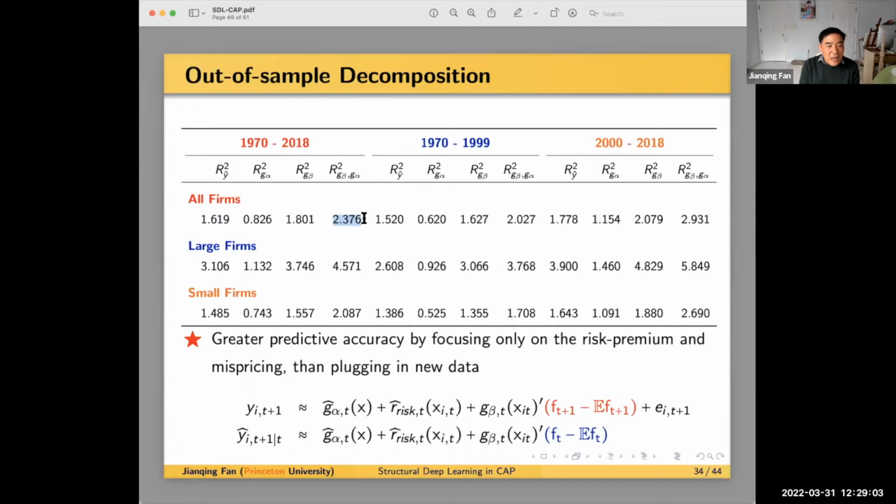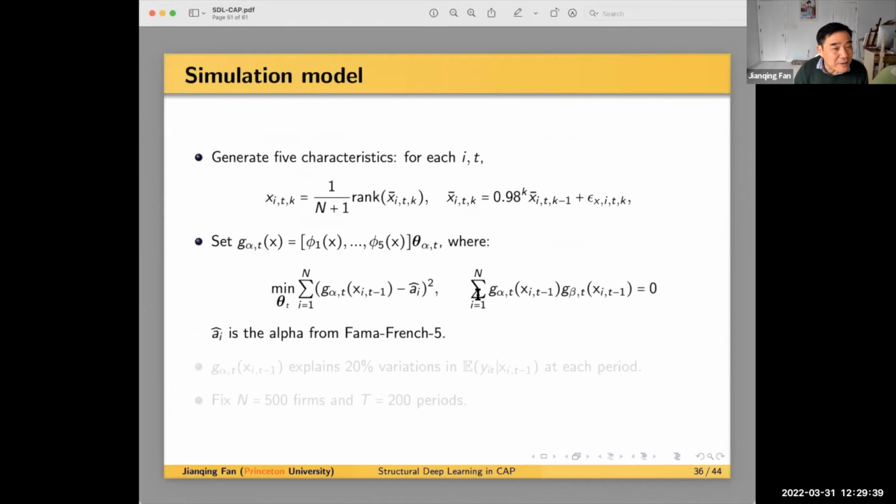The typical way when we do forecasting, when you compute what we call the spot expected return, is to include the factor innovation. In our prediction we exclude the last term, and this gives you a better result. If you look through different periods and different sizes of firms, the results are quite persistent. So let me just skip this.